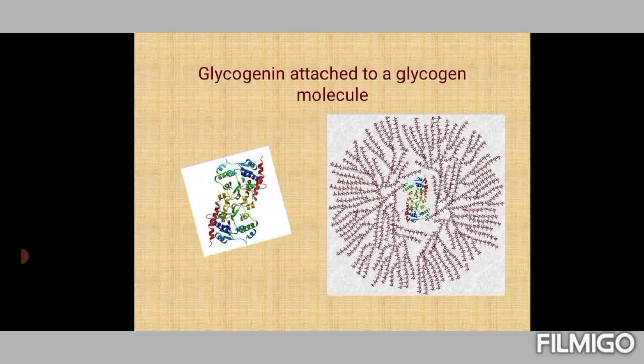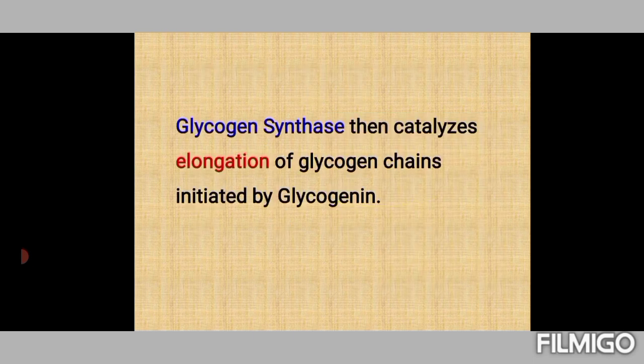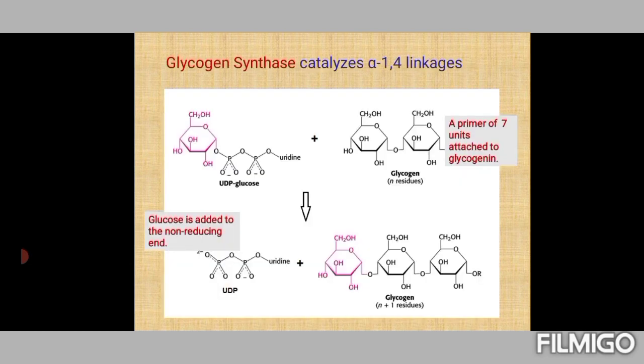And here you can also see that this is actually two molecules of glycogen, which still remain attached to the original glycogenin or glycogen primer. Now, glycogen synthase is the key enzyme, the rate-limiting enzyme involved in glycogen synthesis, glycogenesis. It catalyzes the elongation of glycogen chains by adding alpha 1,4 subunits.